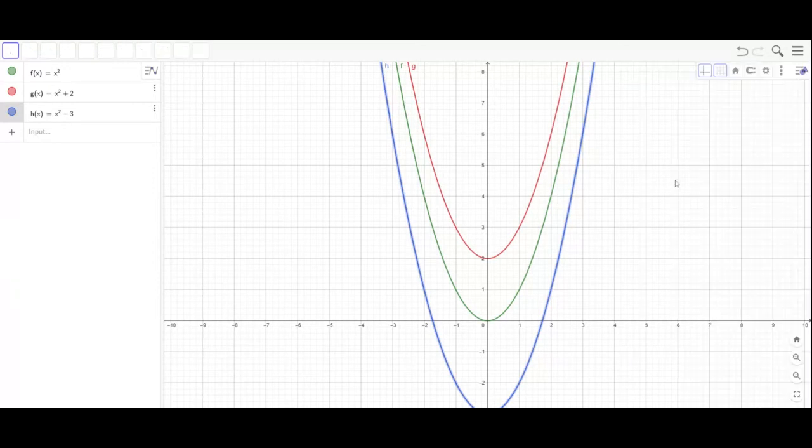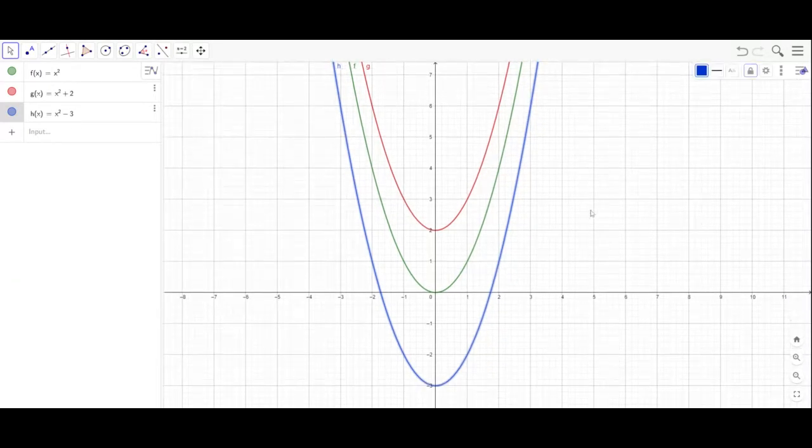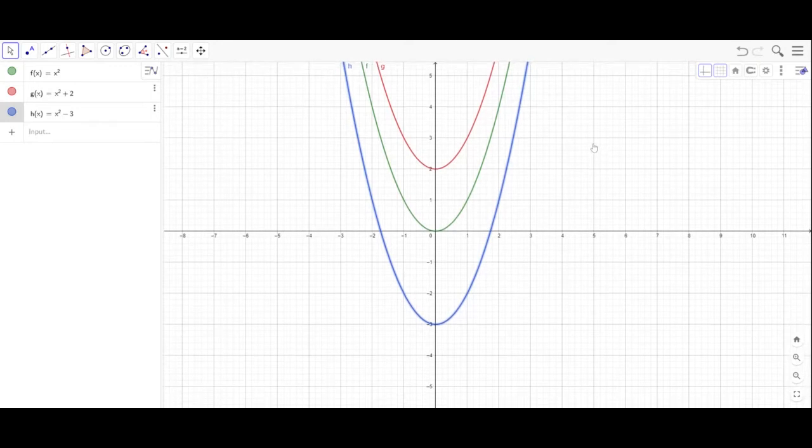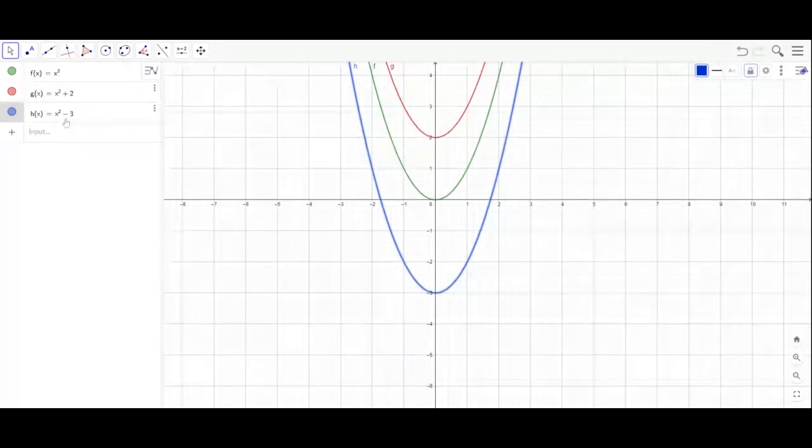All right. So now we have red, green, and blue. So let's look at the blue one. What happened to the blue one? Since I subtracted 3, it moved what? Down 3 spots. And now it starts at the point 0, -3. You see this? So if you add, we're moving up. If you subtract, we're moving down. And all of these have been shifted what? Vertically. They all moved up or down, along the y-axis. Yes, the shift is happening vertically.